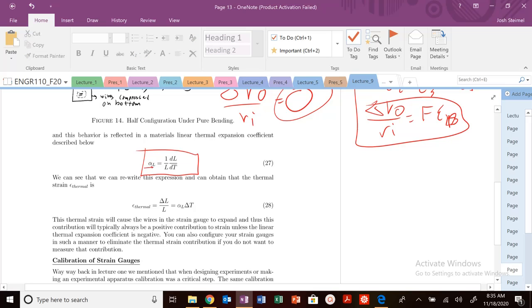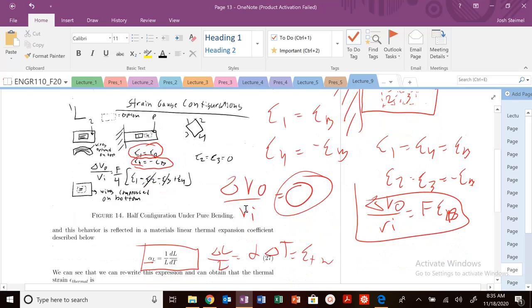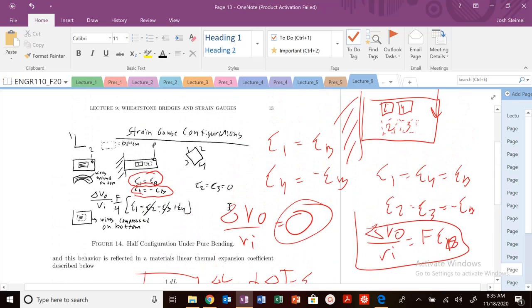We can see in this definition here that alpha L, if we rearrange this expression, gives an expression where delta L over L is going to be equal to alpha times delta T. And that is effectively our thermal strain. So we're going to have to tack this contribution on. We're going to have to add this to all of these contributions here.